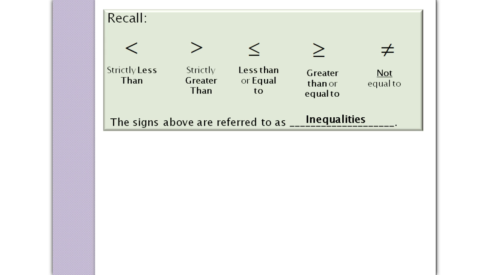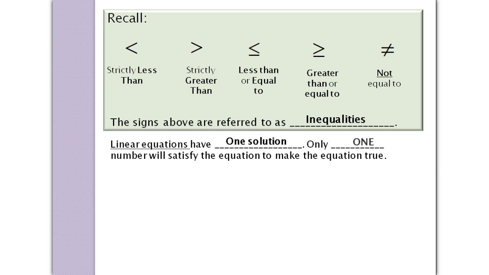Okay? Inequalities are very similar to equations. They solve just like equations do. We can solve them just like we've been doing with equations. That's why we moved this lesson up to chapter 1. However, there are a couple differences. As we said earlier, a linear equation typically has one solution. Only one number will satisfy the equation to make the equation true. And you guys can attest to that. When you check your answers, you know that there's only one number that when you plug in is going to make 9 equal 9. That kind of a thing.